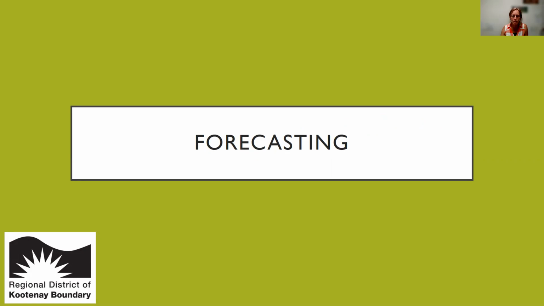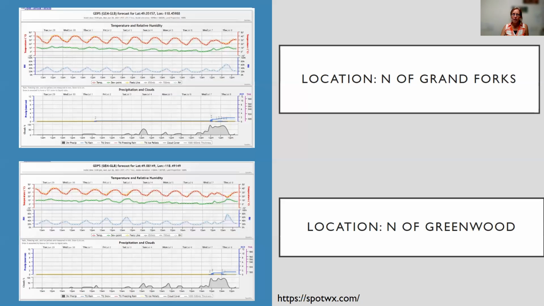Again, that dry spring and this really hot temperature and the early melt. What are we seeing coming? So I just use the spot WX as a really quick look at possible forecasting and expectations for precipitation. And as you can see, we're seeing very, very little precipitation in the near future.